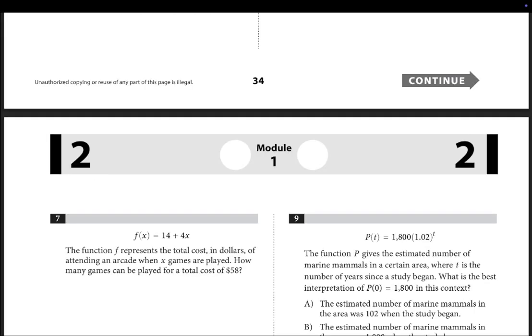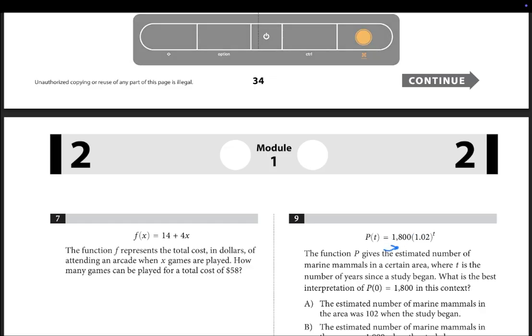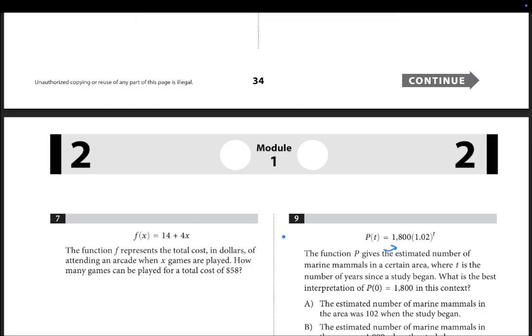Question number 9 states the function p is the estimated number of marine mammals in a certain area, where t is the number of years since the study began. What is the best interpretation of p of 0 equals 1,800 in this context? So the first thing we're going to do is look at this equation and realize that's exponential growth. So we're going to write out the original equation for exponential growth. It's going to be our amount is equal to the principal, or the original number, times 1 plus r, which is the rate of increase or decrease, to the t. For this, it is going to be an increase because it's exponential growth.